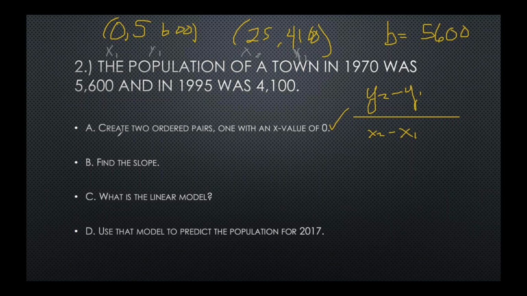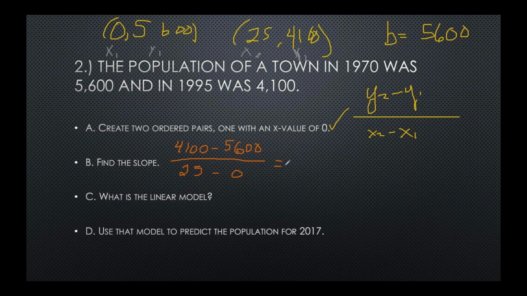So when I throw my numbers in, if I start with y2, y2 is 4100. y1 is 5600. The key is that your y values have to be on top, and your ordered pairs should be on top of each other. So because I started with 4100, which is y2, on the bottom I want to start with 25. And I'll take 25 minus 0. This formula, y2 minus y1 over x2 minus x1, is on the yellow formula sheet that you will be given for the third exam. So you don't have to have it memorized. Just make sure you reference it so that you don't forget the y values are on top.